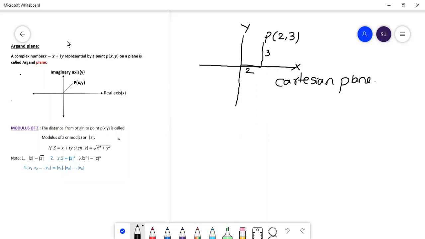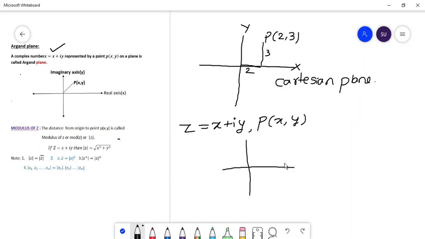As we know, a complex number is denoted by z = x + iy. Then it can be written in point form as (x, y), that is, x coordinate and y coordinate. Let us consider this point also as some P. To represent this complex number, we need such a plane that is called the Argand plane.